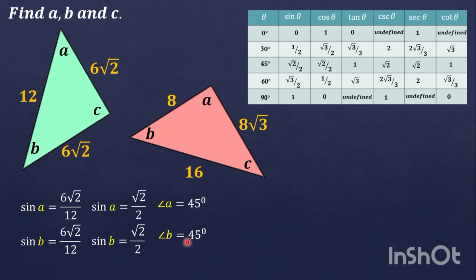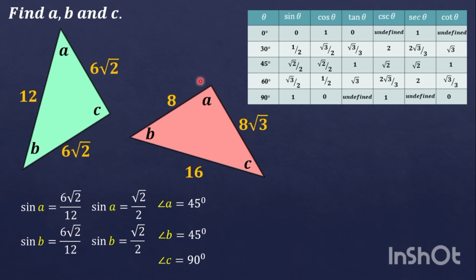Your angle B is equal to, yung sin B mo, which is ang lumabas ay square root of 2 over 2, tingin ka sa table, 45 degrees. Ayun po siya. Okay? So, makukuha na natin ngayon si angle C. Kung ito ay 45, ito ay 45, ano po ito? This is 90 degrees.